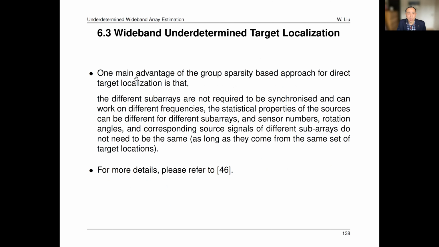So one main advantage of the group sparsity-based approach for direct target localization is that the different subarrays are not required to be synchronized, can work on different frequencies, and the statistical properties of the sources can be different for different subarrays. And sensor numbers, rotation angles, and corresponding source angles and source signals of different subarrays do not need to be the same, as long as they come from the same set of target locations.